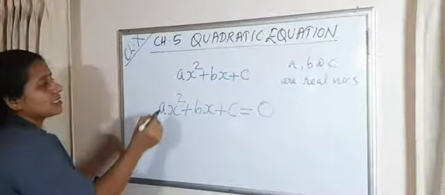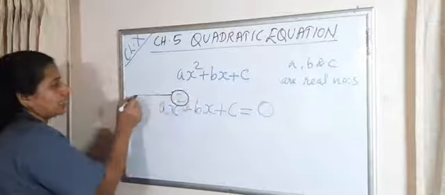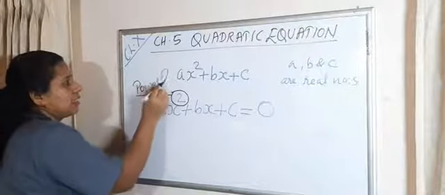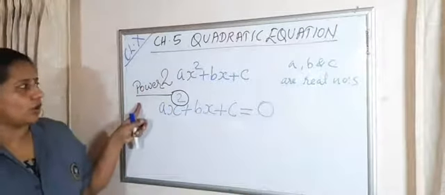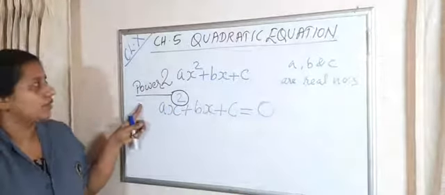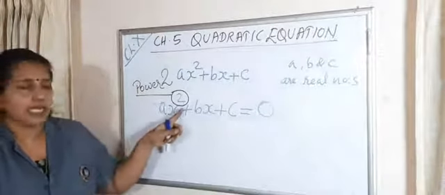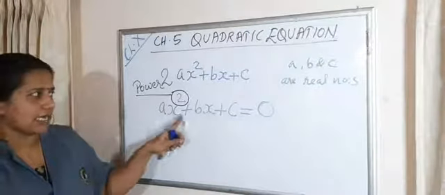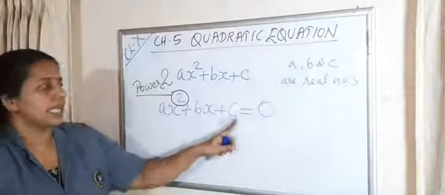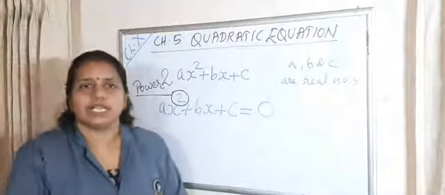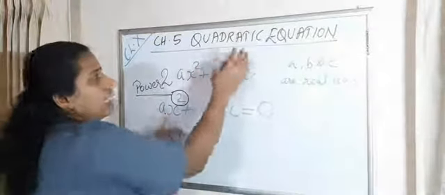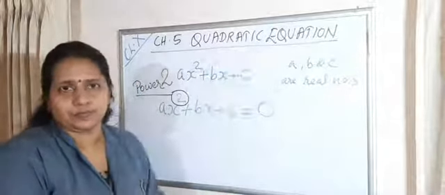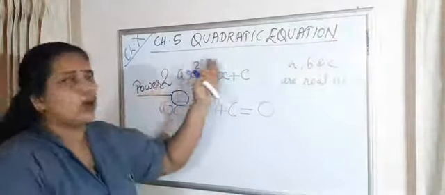Okay. In this case, the power of this polynomial is 2. If the power of the trinomial is 2 and it is of the form ax² + bx + c = 0, then we can call that equation a quadratic equation. Okay?